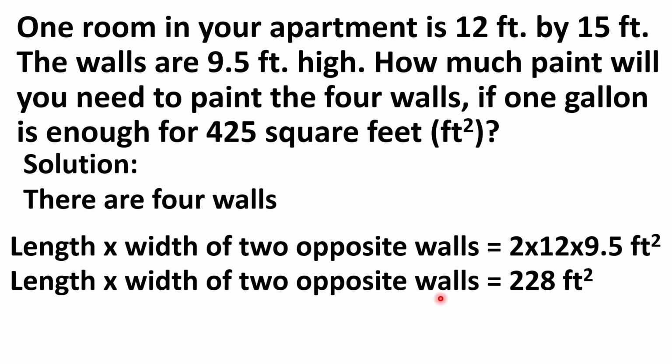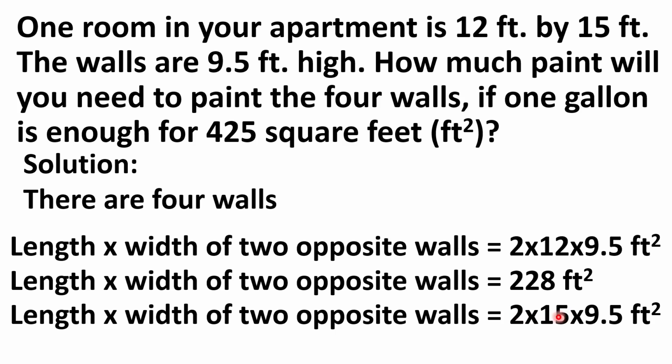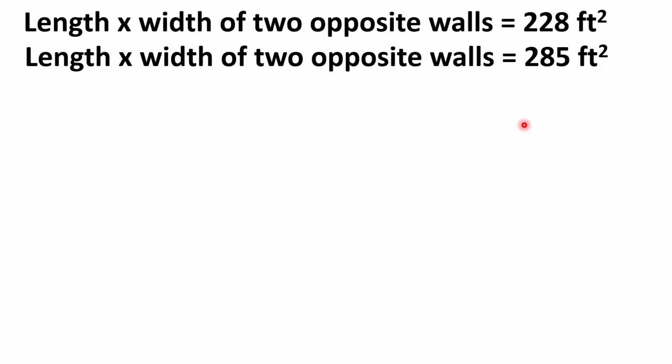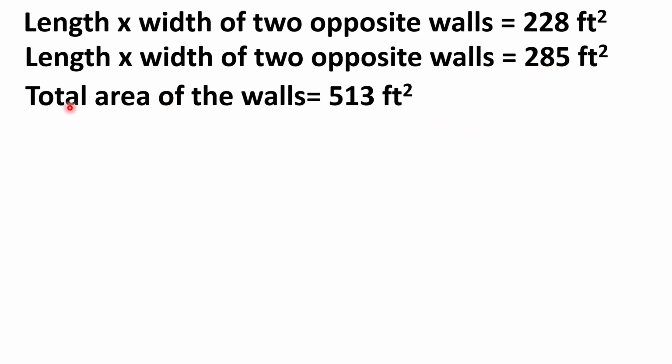And similarly for the other side, that is 15 feet length and 9.5 height, and these will be multiplied by 2 because overall we have four walls, so this will become 285 square feet. And now we will add these two values to get the area of the walls. So the total area of the walls equals 513.